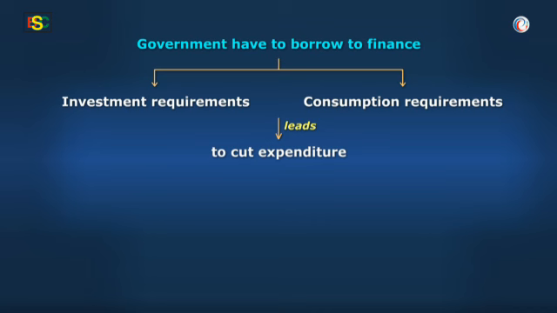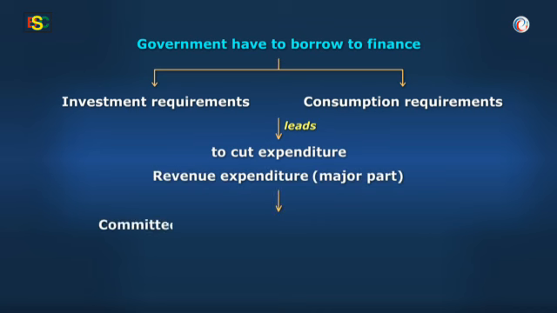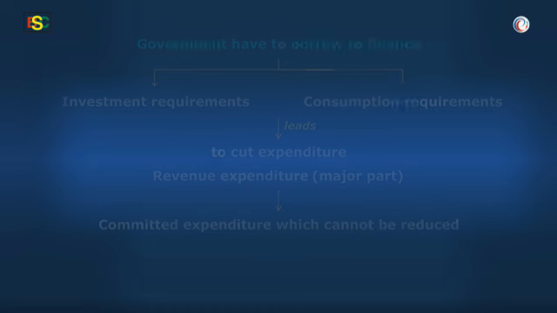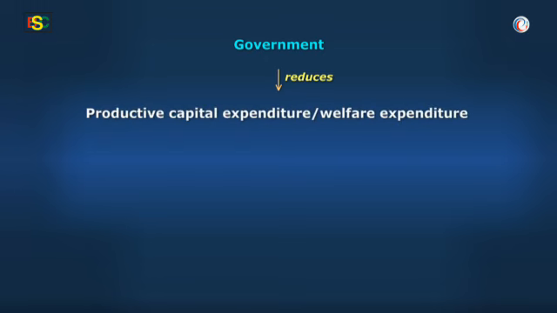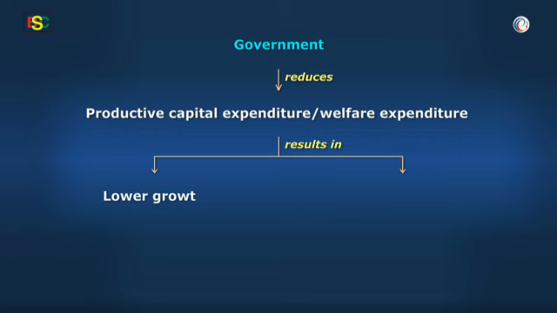Since a major part of revenue expenditure is committed expenditure, which cannot be reduced, often the government reduces productive capital expenditure or welfare expenditure. This would mean lower growth and adverse welfare implications.